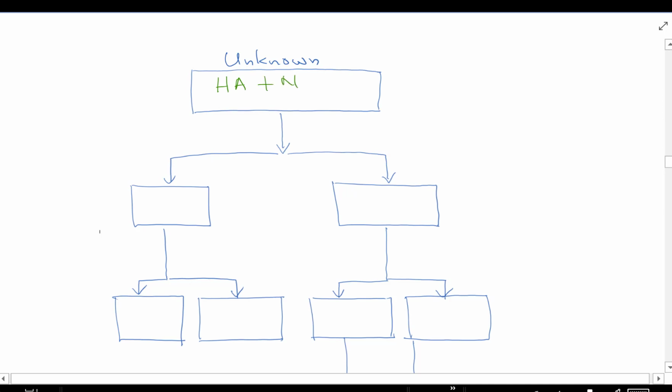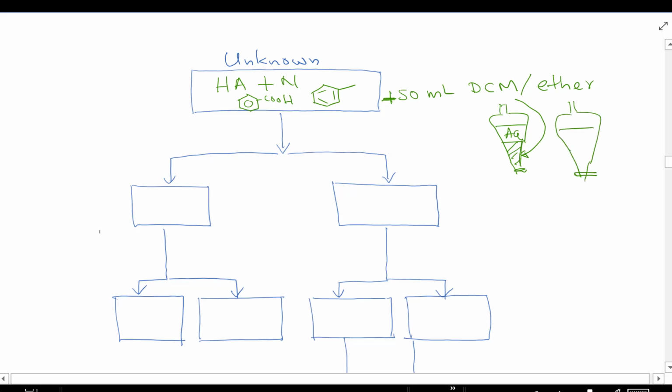Okay, so let's say my unknown is HA, the organic acid, and N, the neutral compound. It is toluene in this case, and benzoic acid. Now this mixture should be separated using the methodology and the techniques that we talked about previously, right? Let's say you dissolve this in 50 milliliters of DCM or ether, whatever is given. DCM normally in the sep funnel will go to the bottom because it's denser, and ether will stay on top because it's less dense than water. That's something important to understand and memorize depending on what you're using.